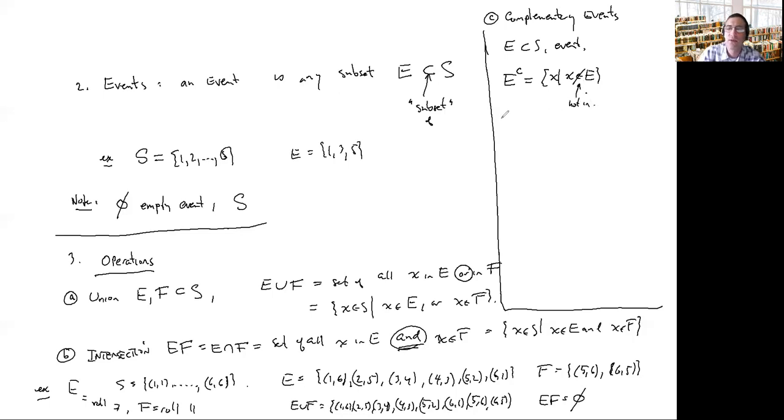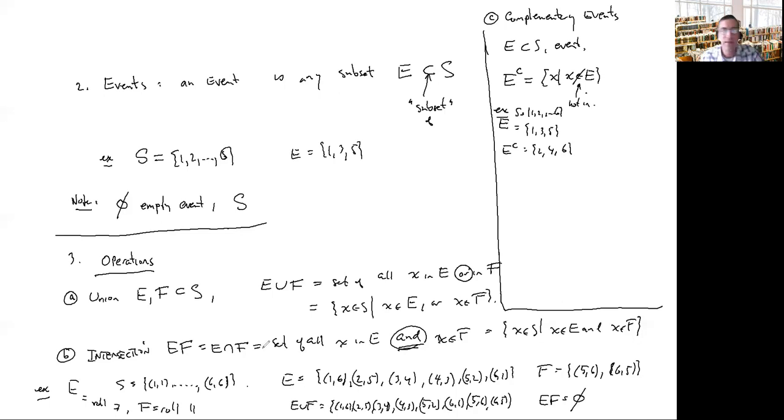So for example, let S be 1 through 6, let E be 1, 3, or 5, then E complement will be 2, 4, 6, right? Those are the ways an outcome of rolling a single die gives you an even number.